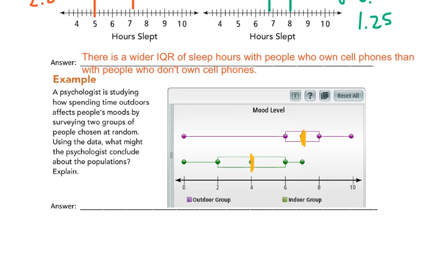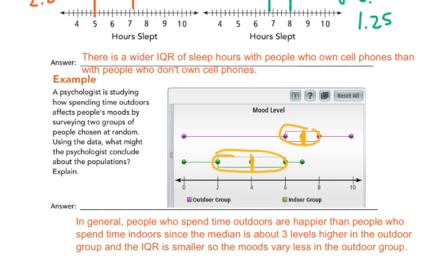The IQR, the range here, is smaller than the range here. So since the IQR is smaller, that means that the moods vary less in the outdoor group. So in general, the outdoor group is happier and there's less variability. And the IQR is smaller, so the moods vary less in the outdoor group. Alright, let's take a look at the next page.